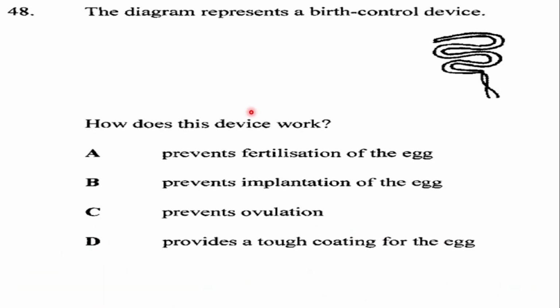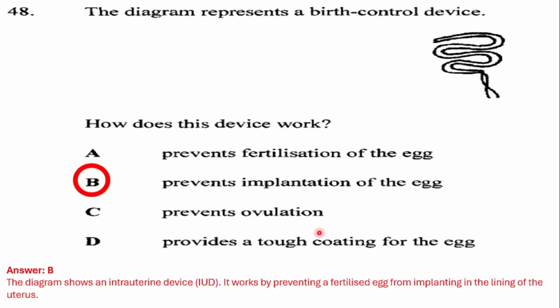Let's move on to question number 48, and it says the diagram represents a birth control device. How does this work? Is it A, prevents fertilization of the egg, B, prevents implantation of the egg, C, prevents ovulation, or D, provides a tough coating for the egg? The correct answer is definitely going to be B, because the diagram shows an intrauterine device, IUD. It works by preventing a fertilized egg from implanting in the lining of the uterus. So the correct answer is definitely going to be B, prevents implantation of the egg.